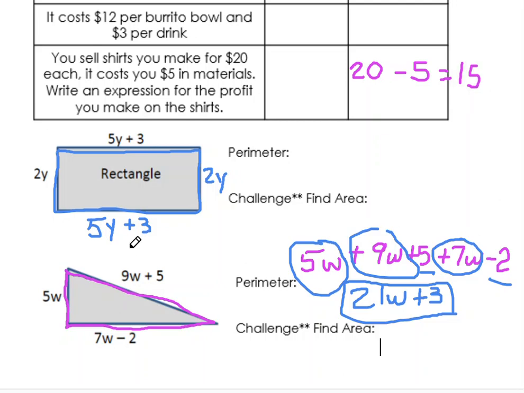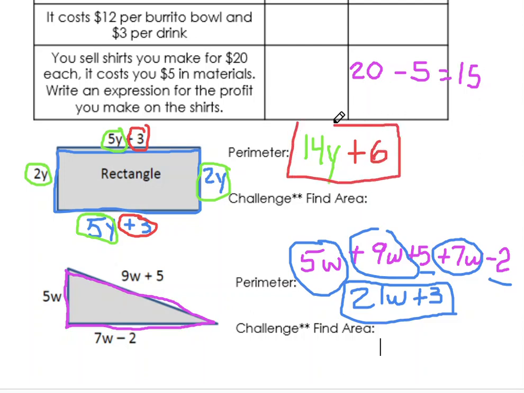This is the way I actually do it, is if I see it's perimeter, I just go around and circle all my like terms. So I see I have 2y, 5y, 2y, and 5y, and then I just add them all up. 5 plus 5 is 10, 10 plus 2 is 12, 12 plus 2 is 14. So that leaves me with 14y, right? And then I also have some constants I can do, right? I have a plus 3, and I have another plus 3. Well, 3 plus 3 is 6. So I add those together, and I get plus 6. So then my final answer would be 14y plus 6. I can't do anything else.